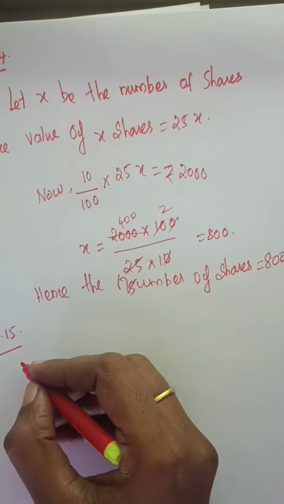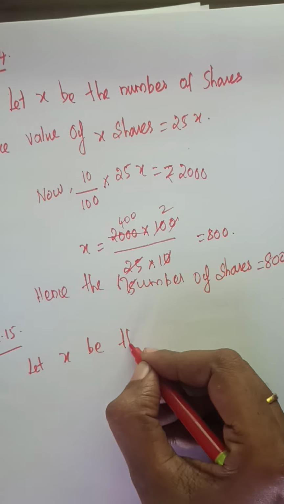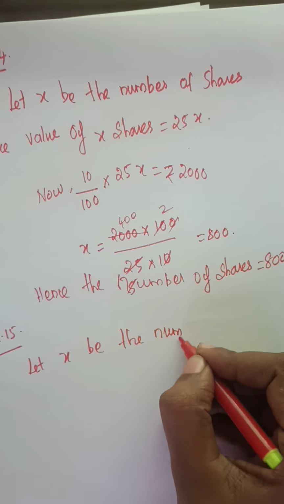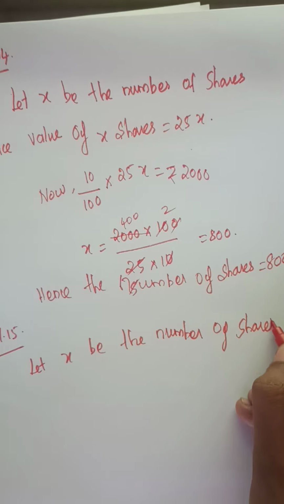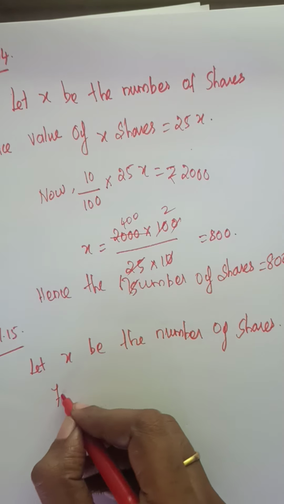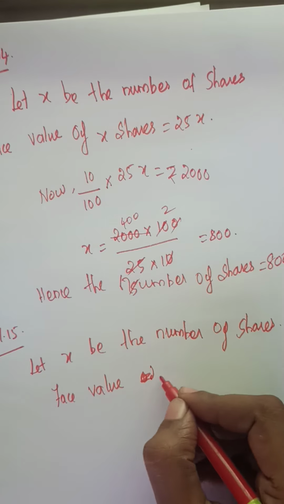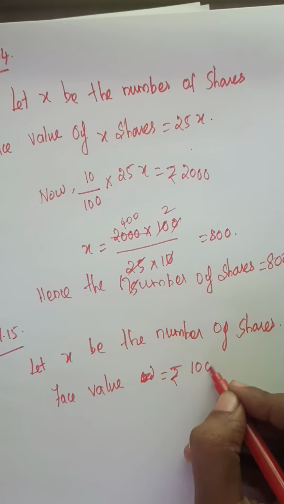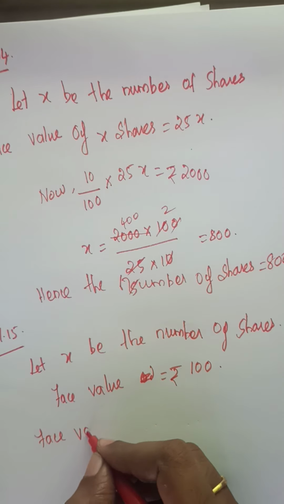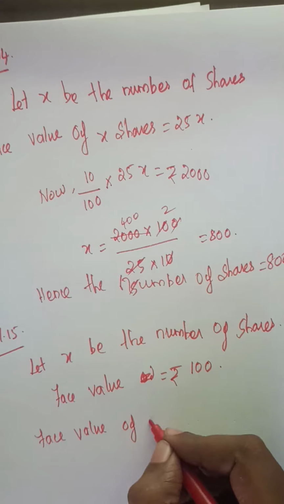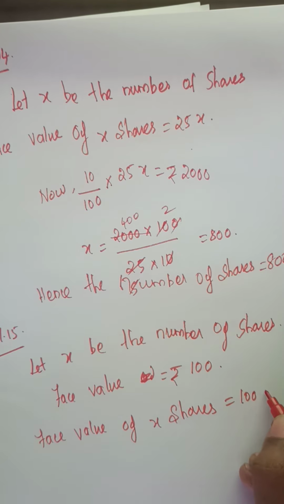So what will you do? Let x be the number of shares. So same as that, let x be the number of shares. What's the face value given? Face value is equal to rupees 100. So face value of x shares, same as the previous problem. X shares means 100 into x.